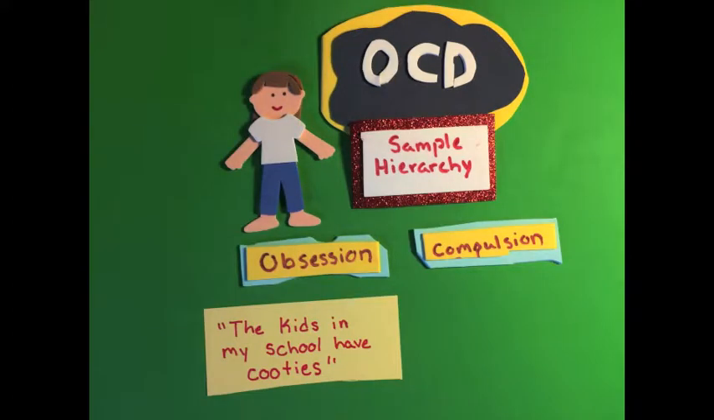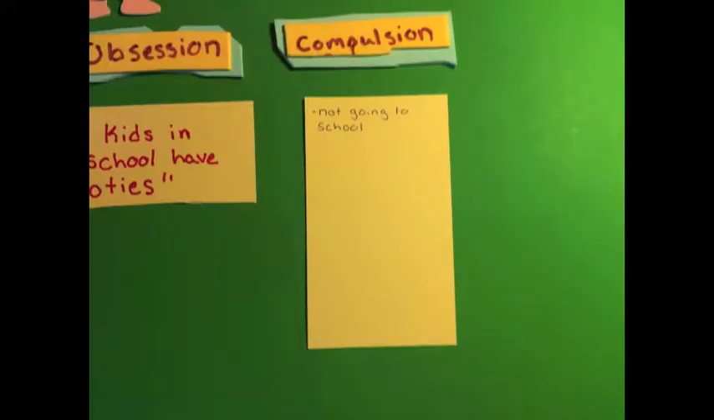All right, so the obsession that I'm going to be using for this sample hierarchy is an emotional contamination obsession, which I put into words, imagining this from a child's perspective, as: the kids in my school have cooties. And eventually we've got the largest compulsion that this could lead to, which would be school refusal, or refusing to go to school at all.